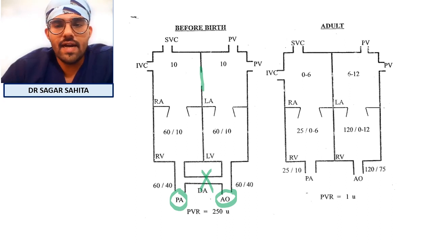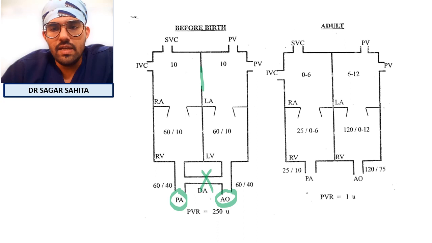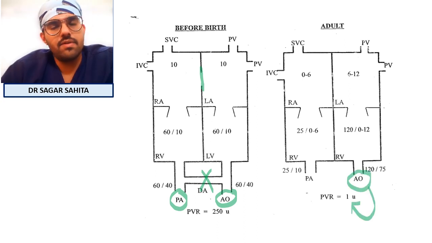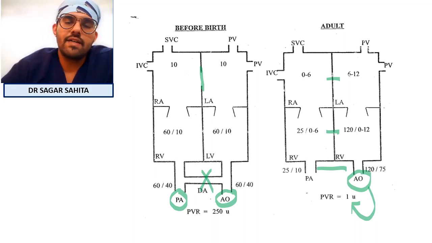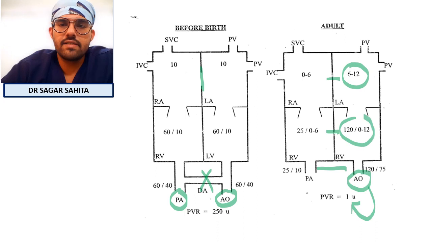The fetal circulation starts transitioning into the adult circulation. If you notice, in the adult the pulmonary vascular resistance is very low. Systemic vascular resistance is almost 20 times that of the pulmonary vascular resistance. There is no shunting at any level in the adult heart.